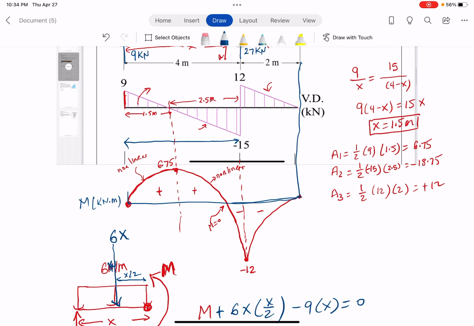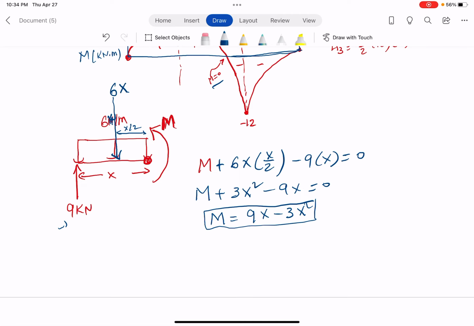So let's do this equation, moment equal to 0. Let's find moment equal to 0 for the first segment. So we'll do moment equal to 0, 9x minus 3x squared equal to 0. If you take x outside, 9 minus 3x, 9 equal 3x, x equal to 3 meter.